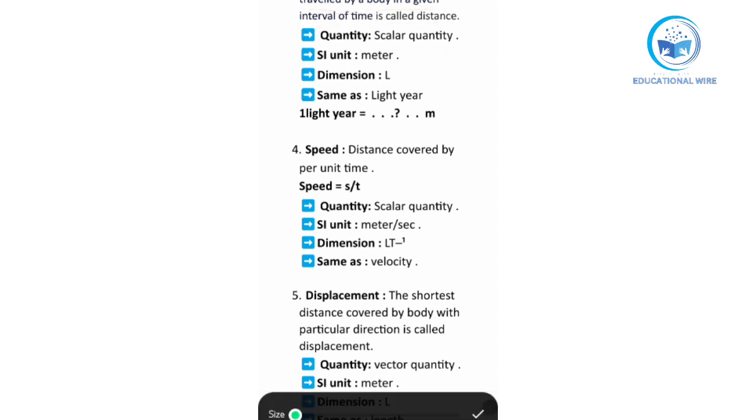Now let's move further. Distance is a scalar quantity because we don't know about the direction. The SI unit is meter and the dimension is length. Meter is the SI unit of length, and a light year is also a unit of length. Now what is a light year? One light year is equal to dash meters. So let's find how we can calculate a light year.